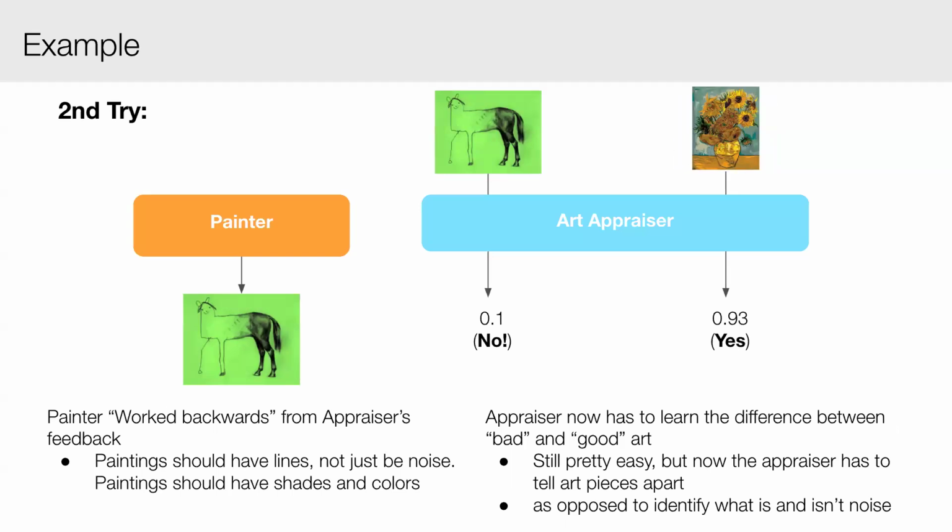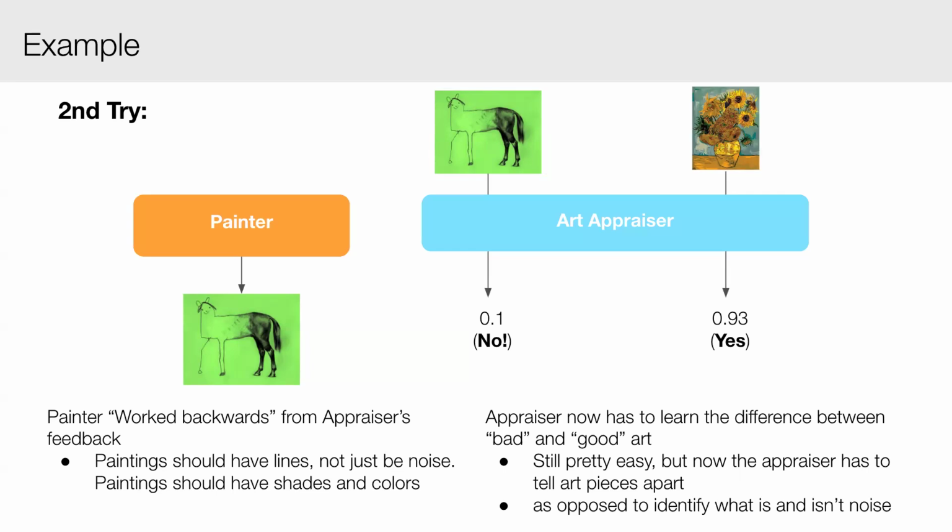Again, all the appraiser knows is that paintings should have lines and they should have shades and colors, right? So we work backwards from his decision and add shades and lines. And of course, you have a drawing now, but you forgot to use paint. You don't really have brush strokes. You don't really have any textures. But now the art appraiser has to learn to tell bad drawings, really, from paintings.